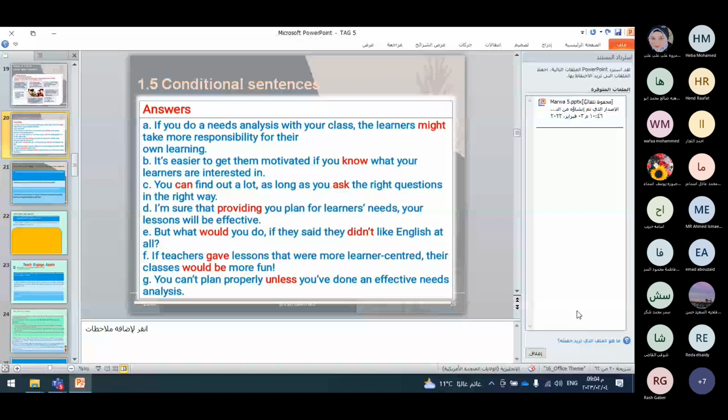So E, yes, like a question, but yes, past simple and would plus infinitive. Very good. And F, yes, past simple and would plus be. Very good. Yes, correct answer, guys.